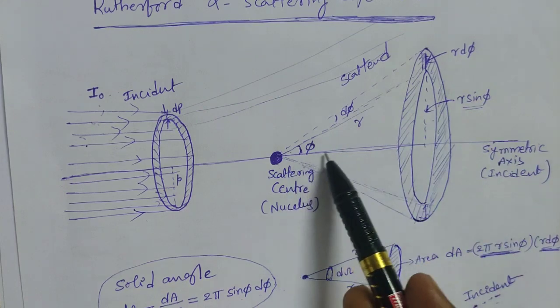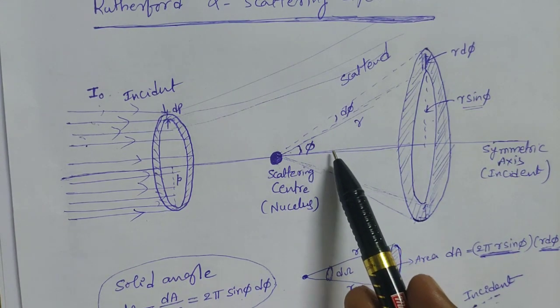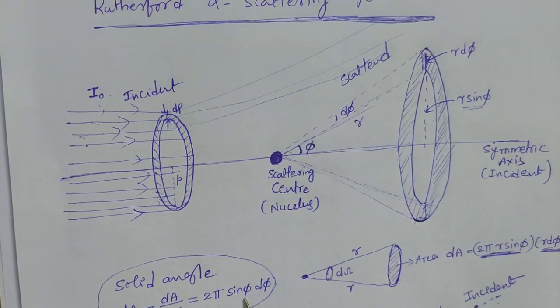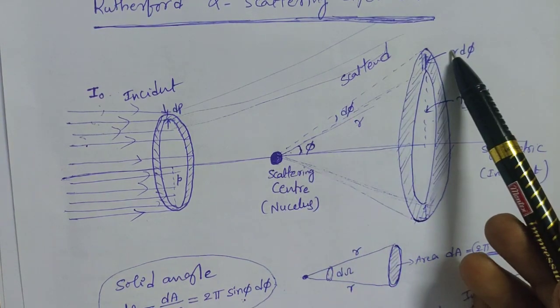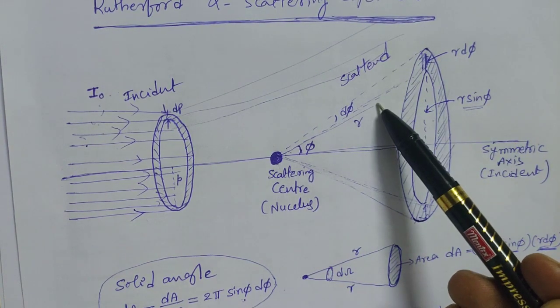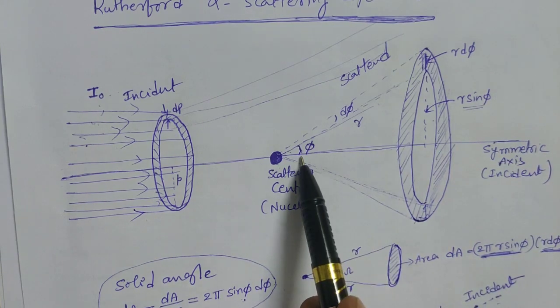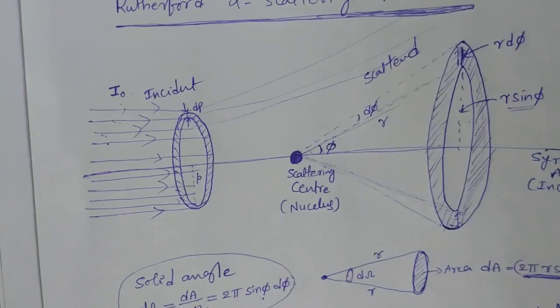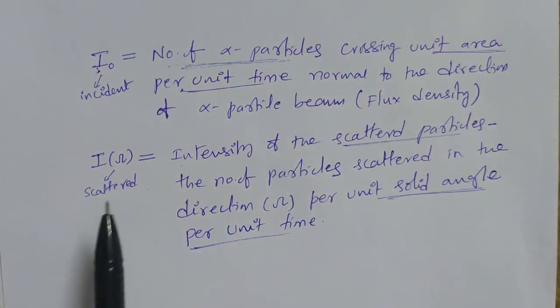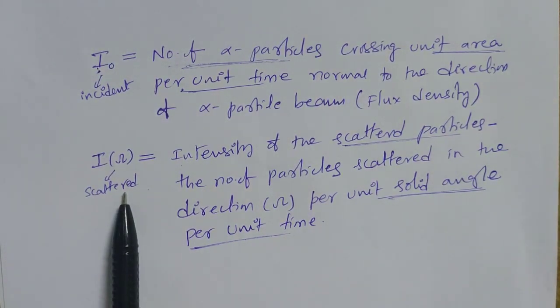So when viewed through some solid angle, of course solid angle is again a function of phi. So how many particles are coming per unit solid angle per unit time at that particular solid angle, or otherwise at that angle phi, scattering angle phi is defined as this quantity. Okay, clear? I hope it is.